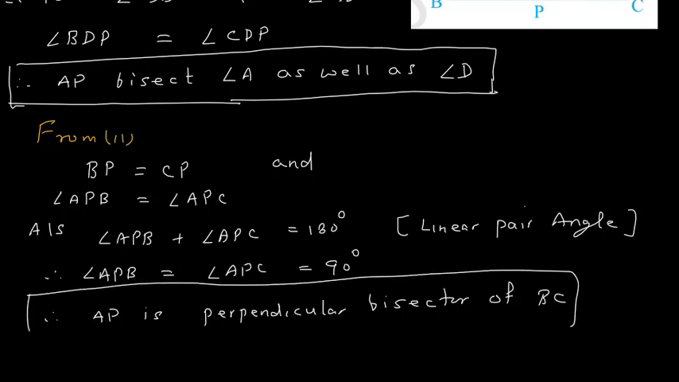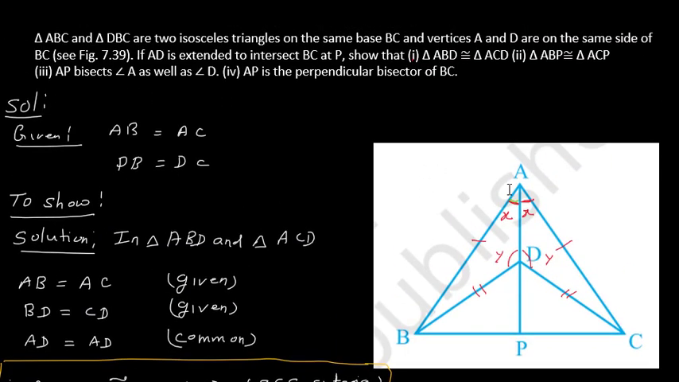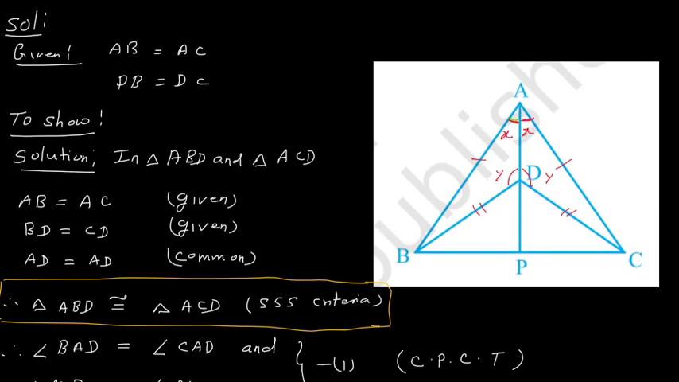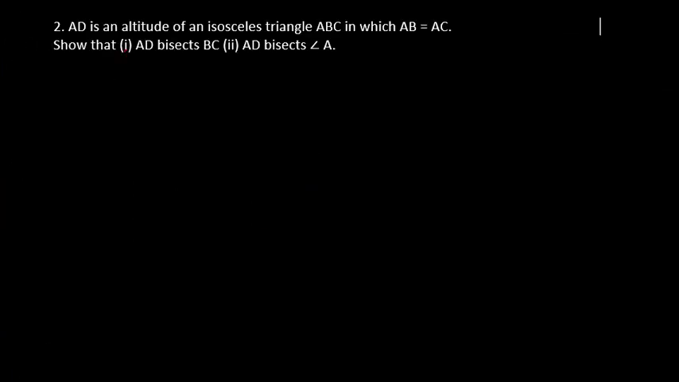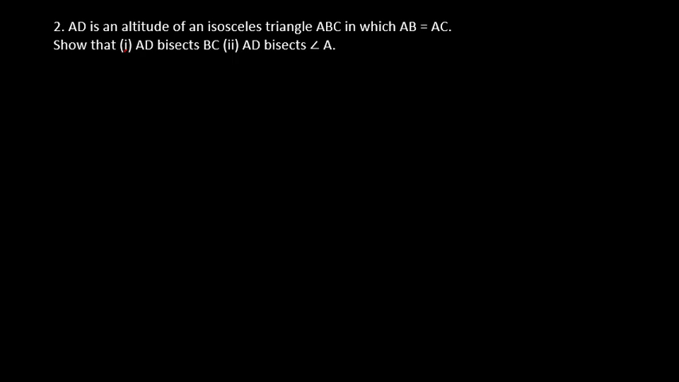So this is how we prove all these four parts. Problem is simple but lengthy, right? I hope you got it how to do this problem. Now the next problem is: AD is an altitude of an isosceles triangle ABC in which AB and AC are equal. We have to show that AD bisects BC and AD bisects angle A.